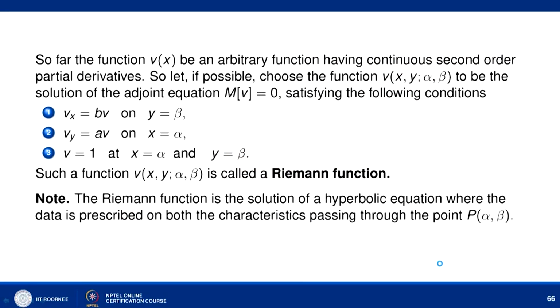Now, so far the function v(x,y) is an arbitrary function having continuous second order partial derivatives; we do not have any information on v. So, if possible, let us now choose the function v(x,y; alpha, beta) to be the solution of the adjoint equation Mv equal to 0. Now, we are putting a condition on M of v, so that our problem is reduced to a simpler problem by which we can find the solution at a given point P. So, let us say vx equal to bv on y equal to beta.